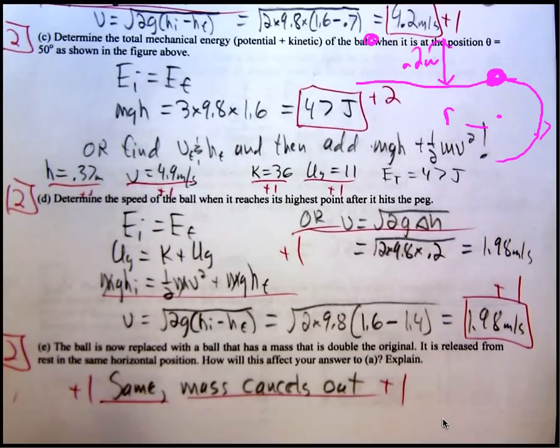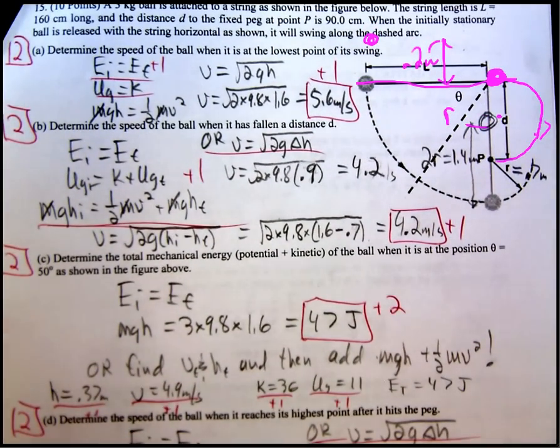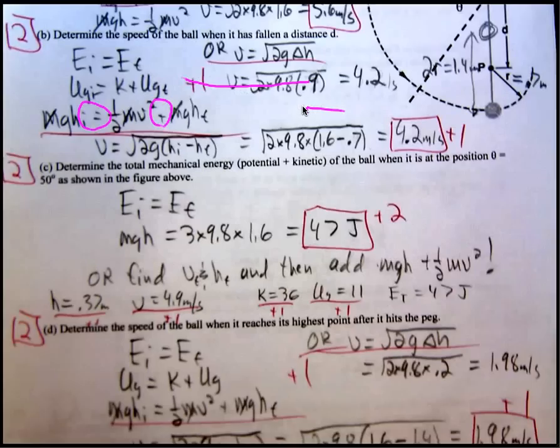And then we're asked, the ball is replaced with a ball with a mass that's double the original. It's released from rest in the same position. How will it affect our answer to A? And people did really well on this, but people that had trouble, the reason was they just kind of memorized an equation without going through this process. And so they just had this written here, and that might have got you some points, but you're not really understanding what's going on. And so you don't see what you do over here, that the mass cancels out. If I add more mass, I get more potential, but I also get equally more kinetic. And when you solve for the velocity, it's the same velocity, 5.6. And so I accepted the same because the mass cancels out.